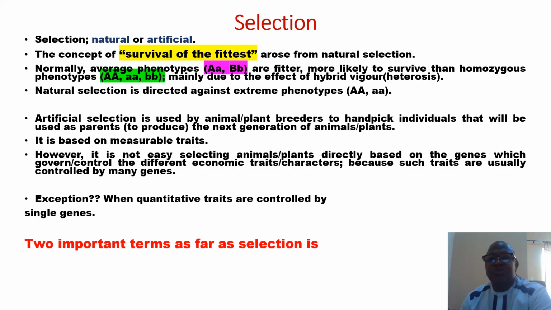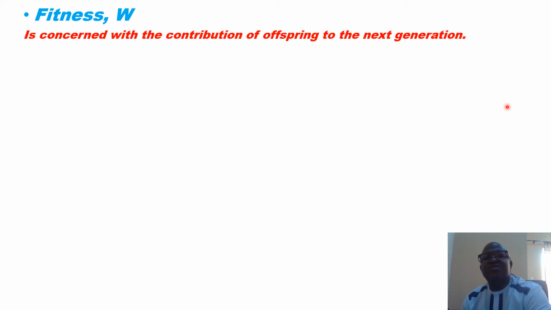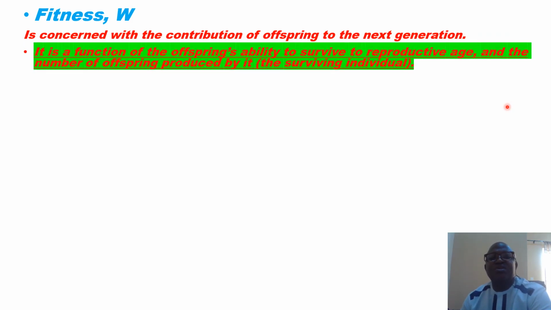Okay, so we'll be looking at two important terms as far as selection is concerned, and these are fitness, represented by the letter W. So what is fitness? Fitness is concerned with the contribution of an offspring to the next generation. So it is a function of the offspring's ability to survive to reproductive age and also the number of offspring that it can produce.